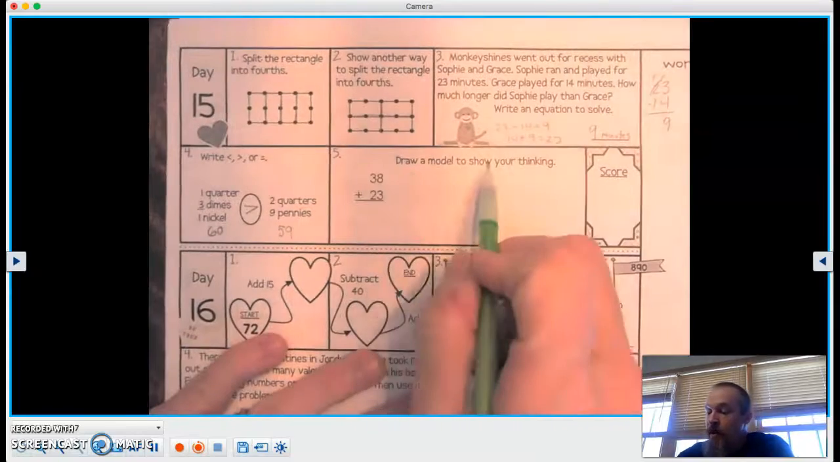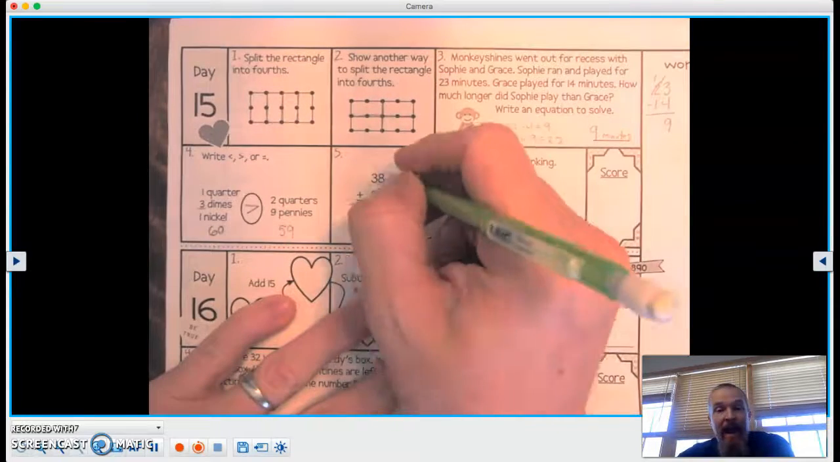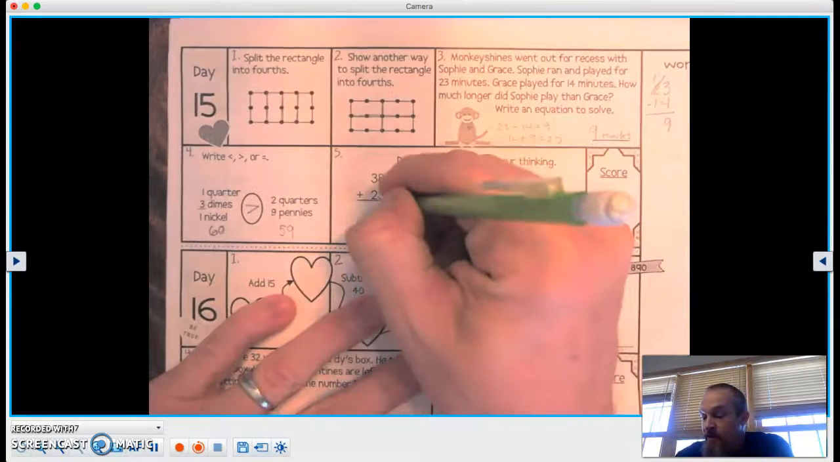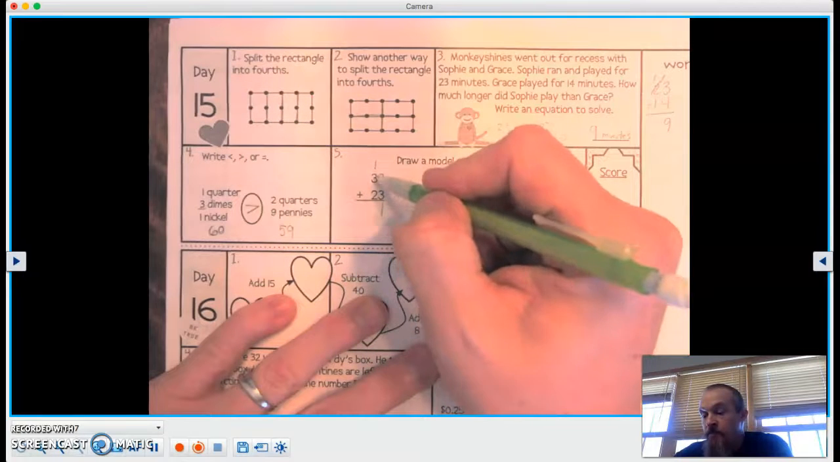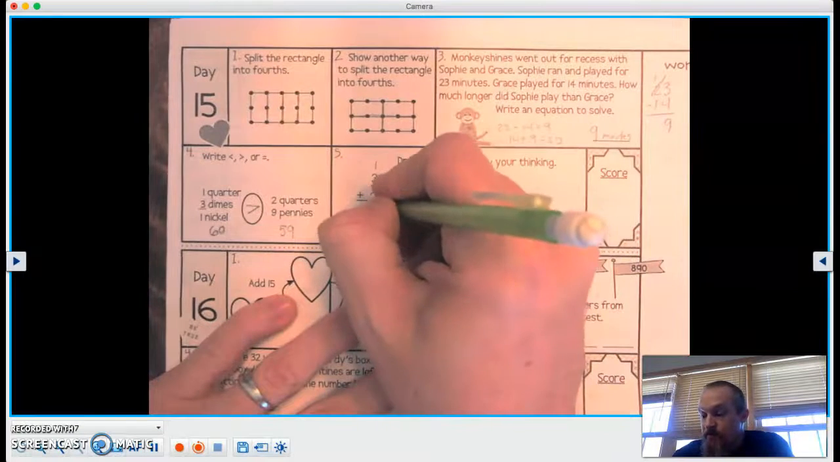All right, draw a model to show your thinking. First, let's go ahead and add. 8 plus 3 is 11. Okay, and then 1 plus 3 plus 2 is 6.